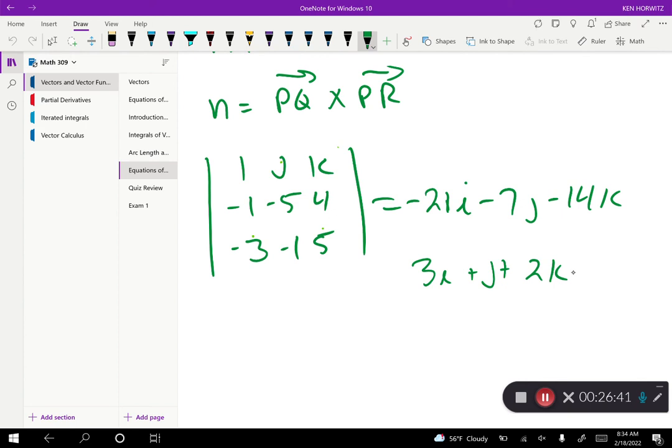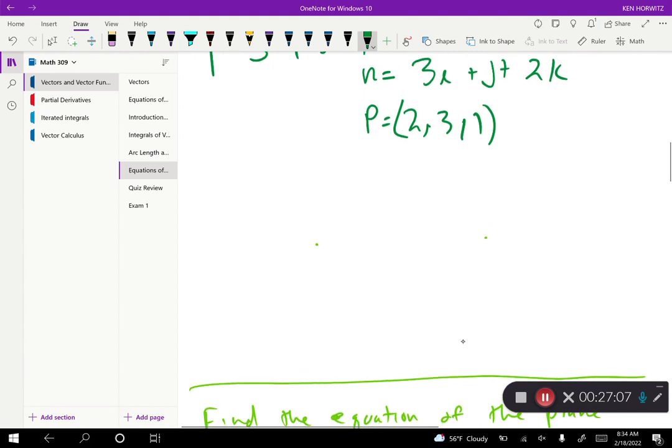We've got nice positives. So I'm going to combine this, right? This is our normal vector we're going to use. And our point is, we'll use point P. Doesn't matter which point you use, I guess, but why not P? 2, 3, 1. And again, we're going to fill in our framework.